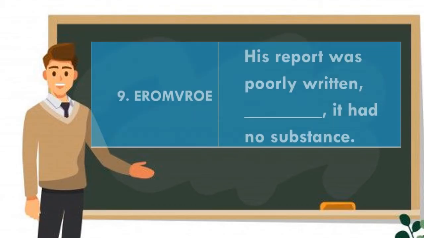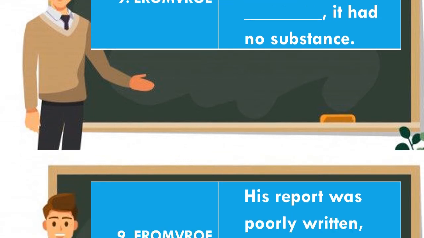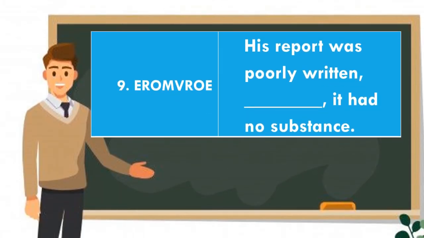Number 9. E R O M V R O E. Sentence: his report was poorly written. Blank, it has no substance.